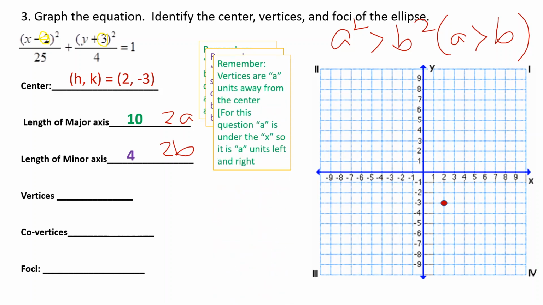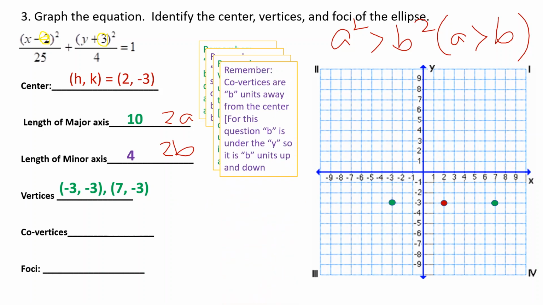Now, remember the vertices are a units from the center. Since a squared is under the x, we know that the ellipse is horizontal and the major axis is horizontal. So I count from the center a units to the left, a units to the right, and then I place the vertices. a is 5. We're going to count 1, 2, 3, 4, 5, and then we're going to put the vertices.